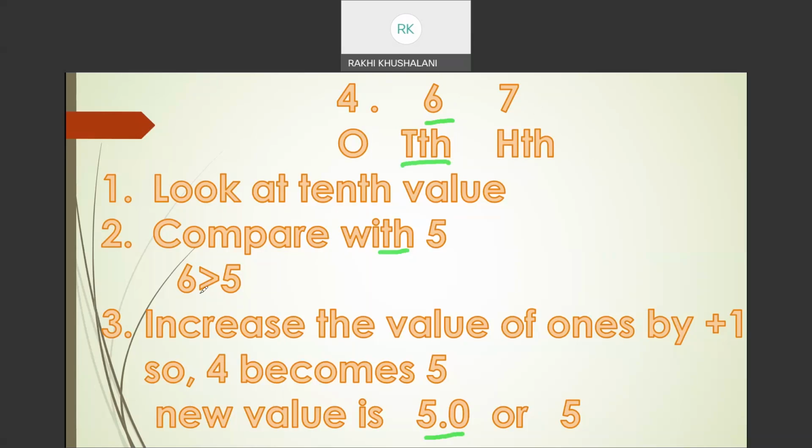वहां पर जो नंबर है, you have to compare it with 5. If it is greater than 5, equal to or greater than 5, you increase the value of this by +1. Okay, so it is 4, it becomes 5 now, and the remaining becomes 0. जो 6, 7 है वो zeros हो जाते हैं, basically 5.00 हो जाता है, which can be written as 5. Okay, I'll show you one more example.